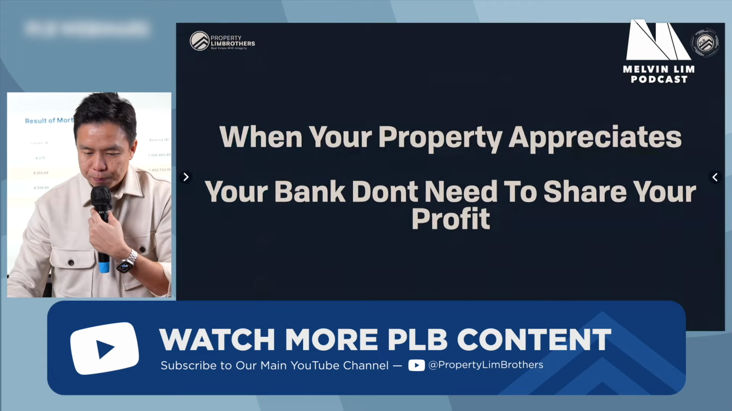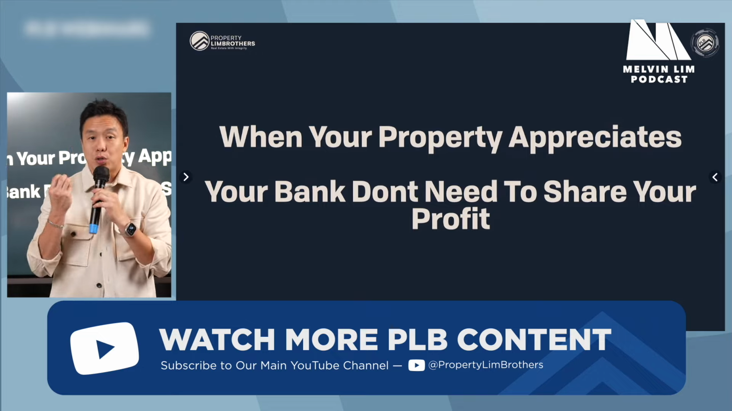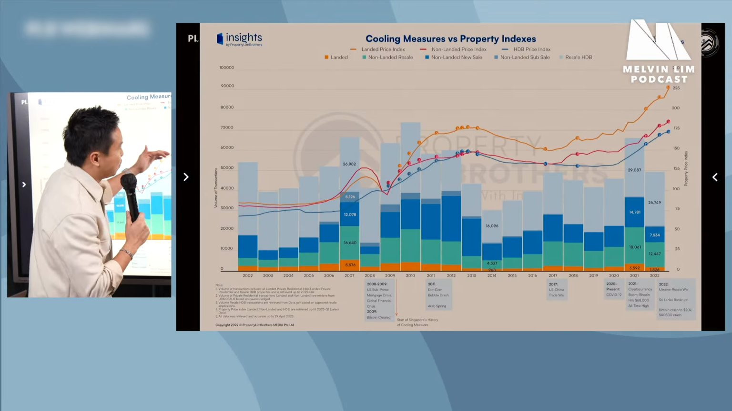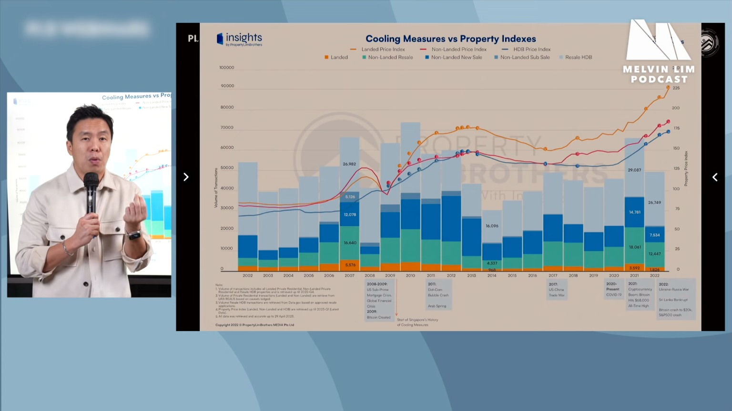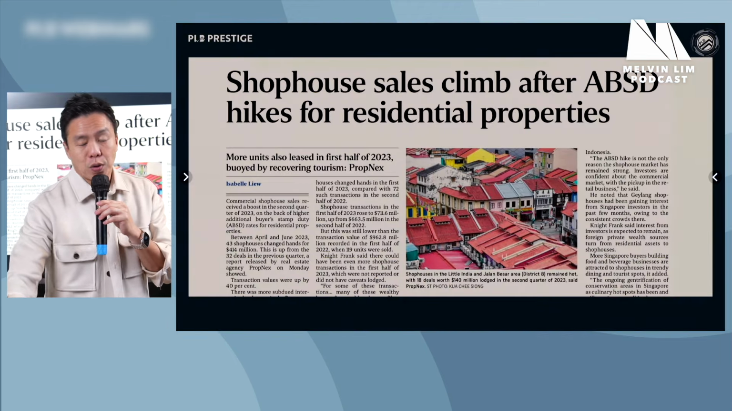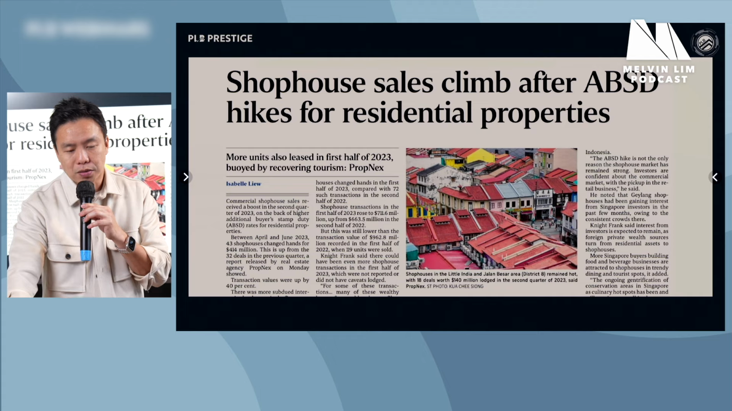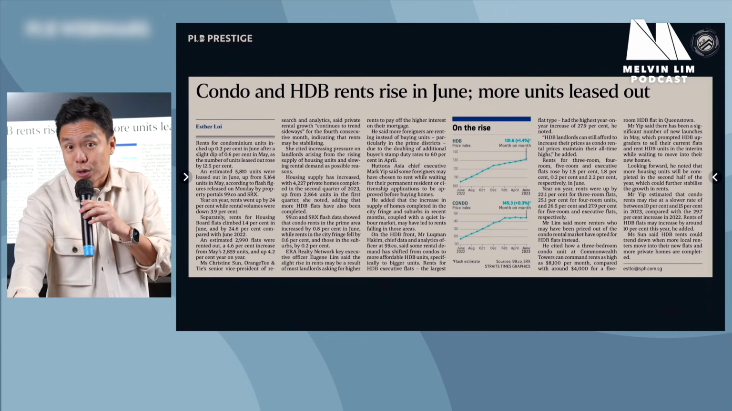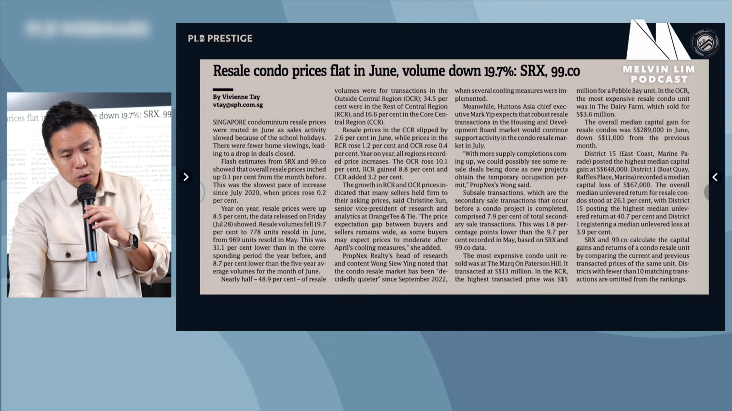Right. So this is basically to illustrate that leveraging is actually a tool and a benefit. And of course, every round when we have cooling measures, when your LTV is affected and you can only leverage less from the bank, you actually lose more opportunities. Now, with the latest cooling measure, you have seen a lot of news that has popped up, like shop house sales has climbed after ABSD hikes. Rents for condos continue to rise. More units, more transactions have happened. Resale condo prices were flat, volume down by about 20%.